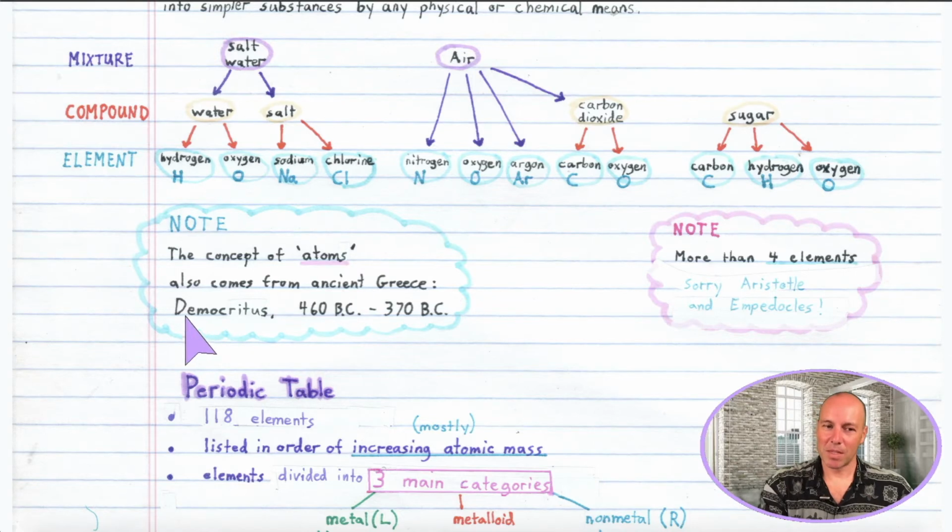But the mistake that he made was he thought that every different type of material had its own unique type of atom. And so that meant there were like millions of different types of atoms. And we know that that's not the case either today. We know today that there's 118 different types of atoms. Okay, there's not an unlimited number of different types of atoms like Democritus thought.